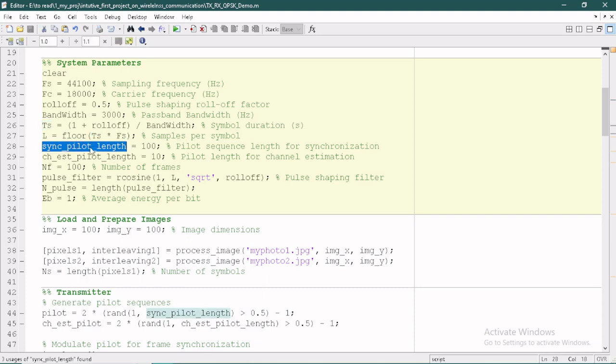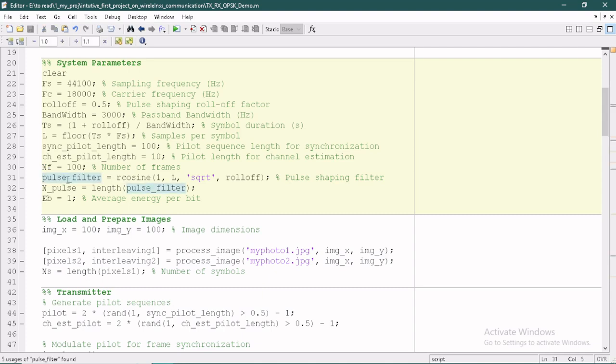This is the length of the pilot for frame synchronization, so we can know where the signal starts. This is also set by us. It's just arbitrary, you can change it. These are the pilots for channel estimation, and it's also set by us. We have 10 pilots, and we find the channel for each one, and we average it to determine the estimated channel or the channel state information for the corresponding frame. This is the number of frames, also set by us.